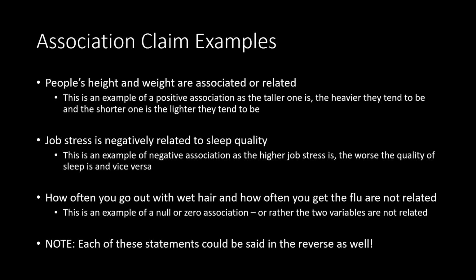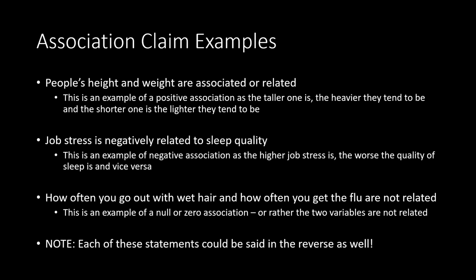Moving into association claims, these are oftentimes looking at the relationship between two or more variables. A common example of this is that people's height and weight are associated or related. This would be an example of a positive association, as the taller one is, the heavier they tend to be, and the shorter one is, the lighter they tend to be. Now, does this mean that every person who is tall has to be heavy? No.